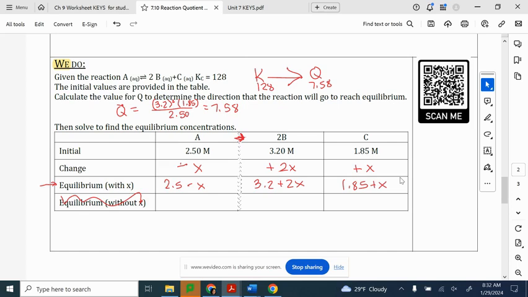I guess I should look at my answer key instead of trying to figure it out in my head. All right. Did you get x equaling 1.5? I got it as 1.4. Close enough.